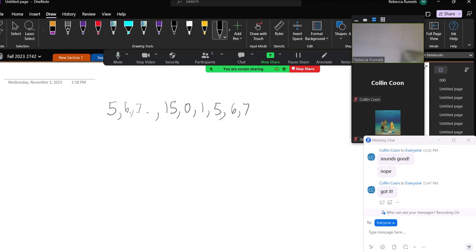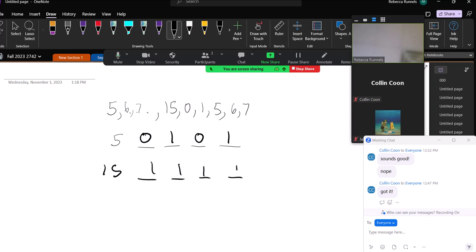So let's look at our binary numbers for 5 and 15. So 5 is 0, 1, 0, 1. And 15 is 1, 1, 1, 1. Oh, but I don't want to detect 15. I want to detect 1.